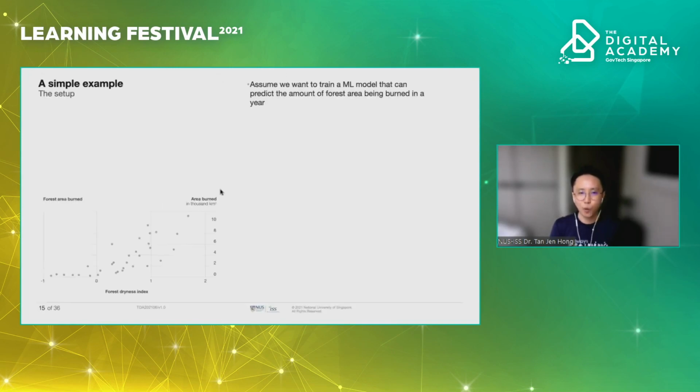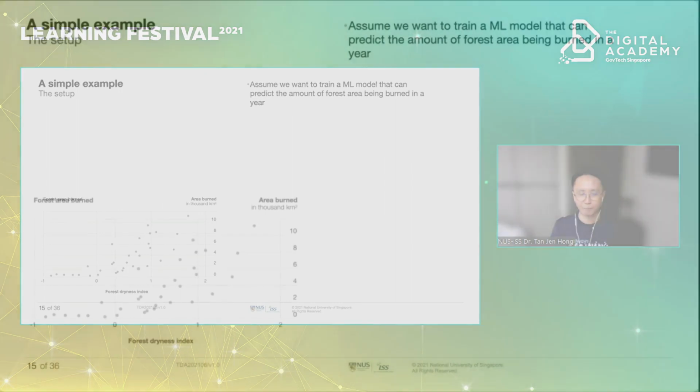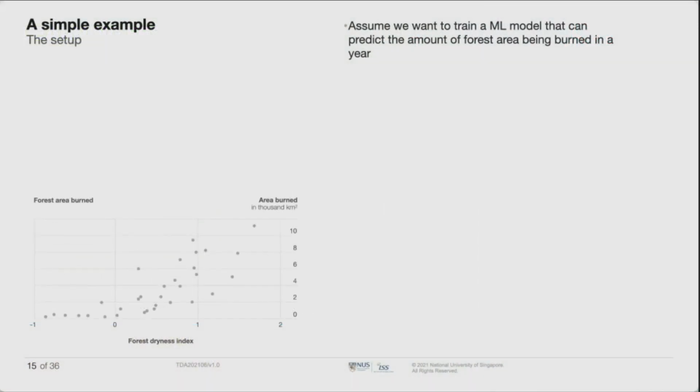To understand the issue well, let's begin with a simple example. Assume we want to have an AI, a machine learning model, that can make a prediction about the amount of forest area being burned in a year. The prediction shall be based solely on one value, the forest dryness index. You can see the data in the bottom left of the screen. The value for the forest dryness index runs from -1 to 2 in our case, and the forest area burned is in the unit of 1,000 square kilometers.